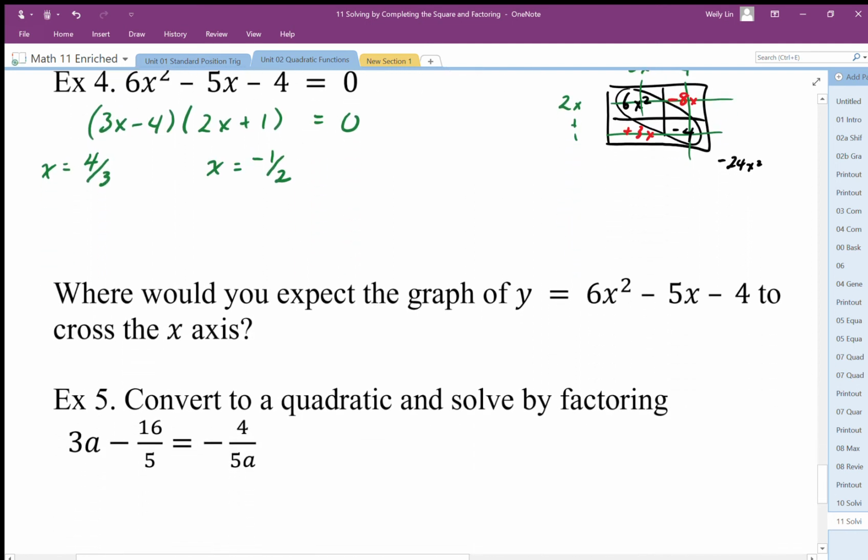So where would I expect the graph of this, the same quadratic, to cross the x-axis? Well, I would expect it to cross the x-axis at negative 1/2 and positive 4/3. And since it's a positive leading coefficient, it's going to look like that. It's going to cross at negative 1/2 and positive 4/3.